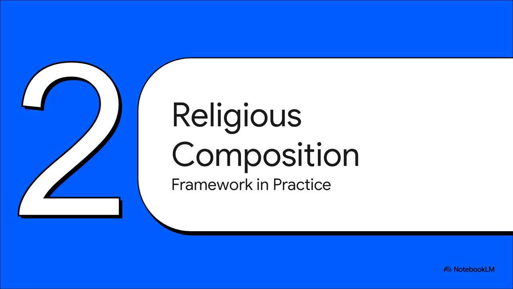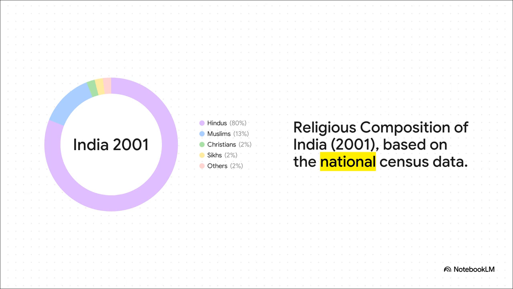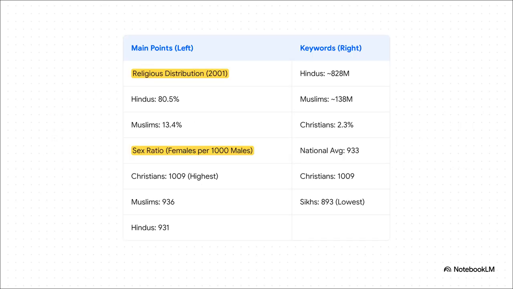Our first topic, the religious composition of India, using data from the 2001 census. So at first glance, the data looks kind of like this. You've got a clear Hindu majority, then Muslims, and then a few other groups making up smaller but still really important parts of the population. Now let's get this organized. Okay, now watch how our method turns that chart into powerful, study-ready notes.